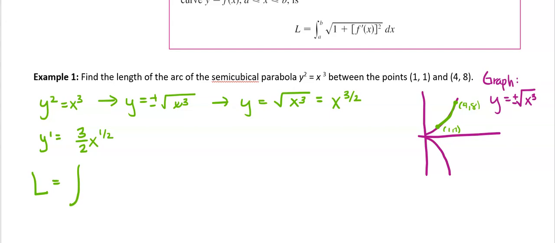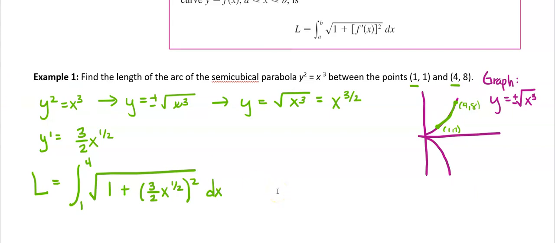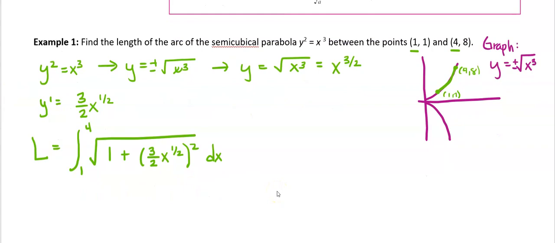Now, because we're dealing with this in terms of x, we're going to use the x values from the points. So that's going to be from 1 to 4 for our upper and lower bounds. And then we can go ahead and put in 1 plus our derivative, and a dx on the end. And now all we have to do is simplify this and start finding the integral.